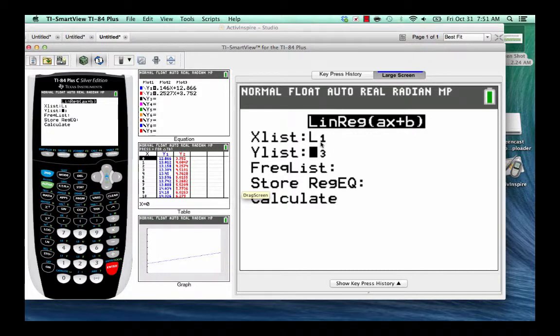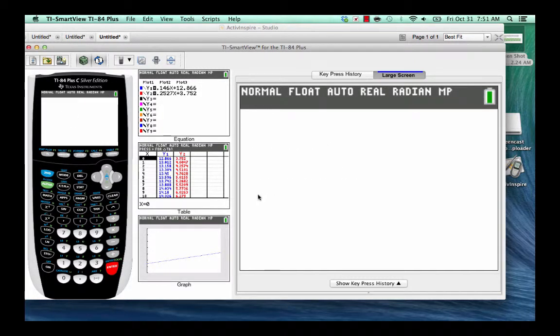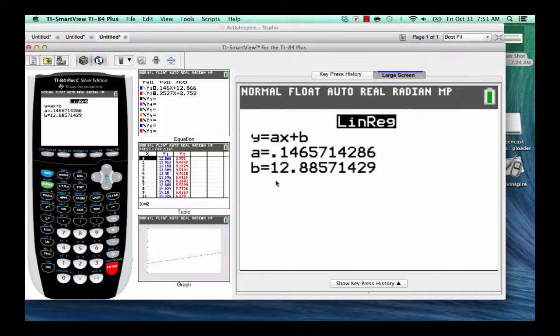Right now I have the years after 1950 and the LA population, but let's say I wanted L2 first. I would hit second L2, and that's my Y list, then hit enter and go all the way down until it says calculate. This is the new operating system, so it might not look the same as your other calculator, the 84 Plus, or if you have the old operating system. Notice the first thing is my A value, that's my slope, and B is my y-intercept. So there's my first equation.